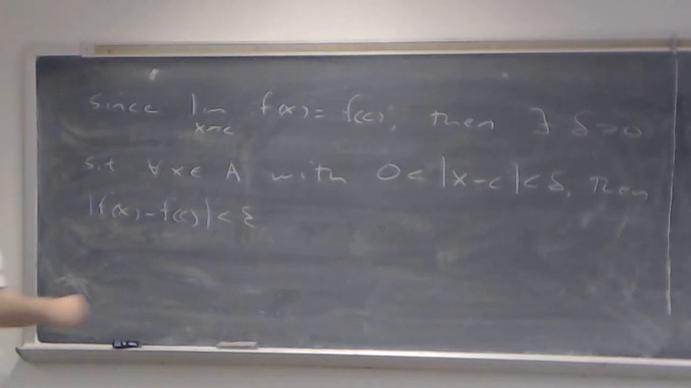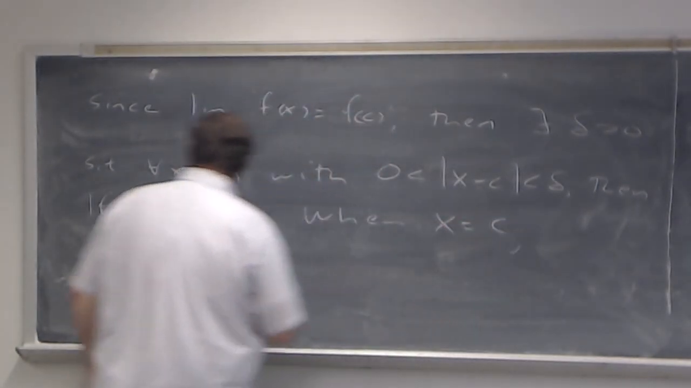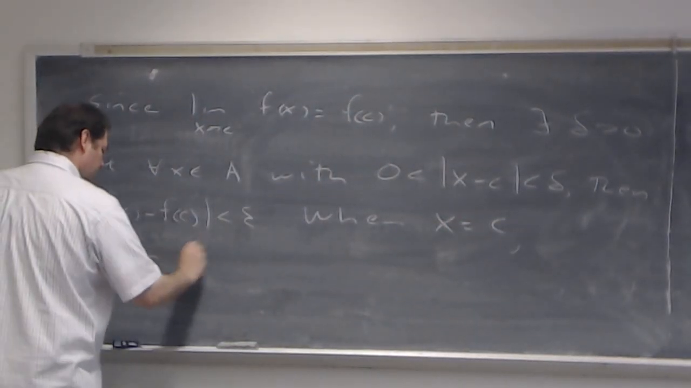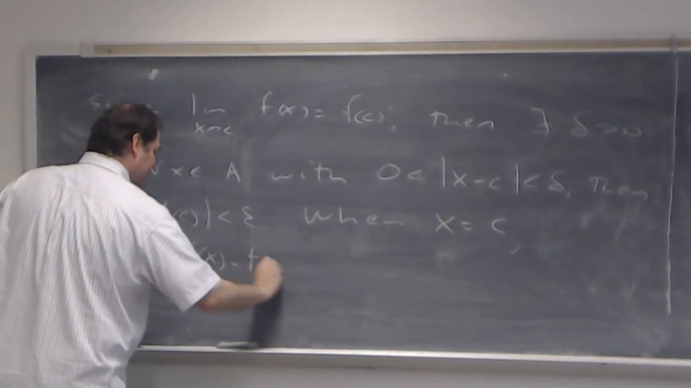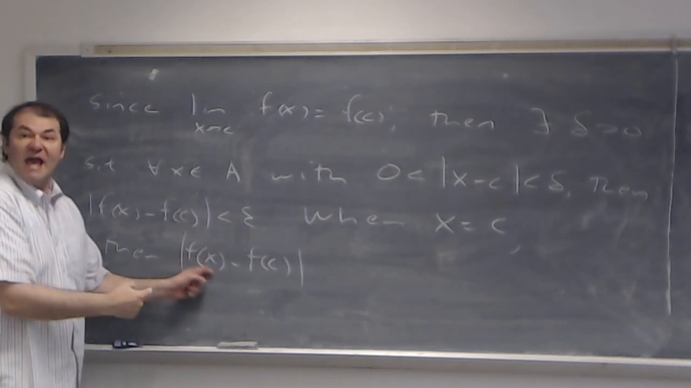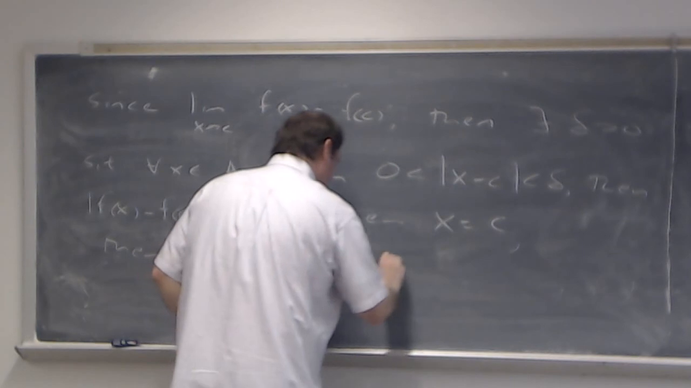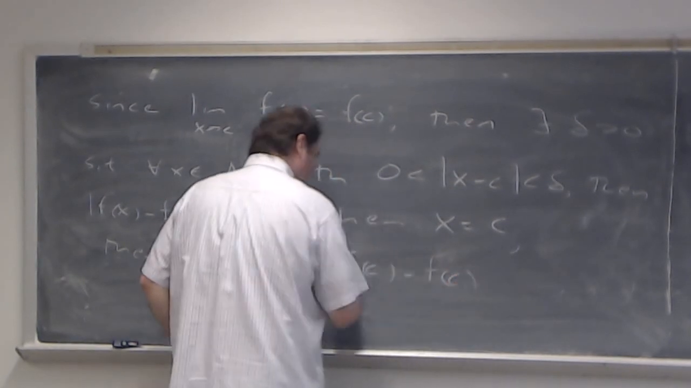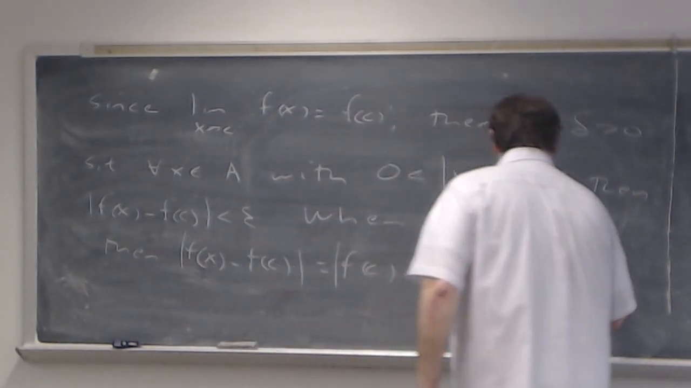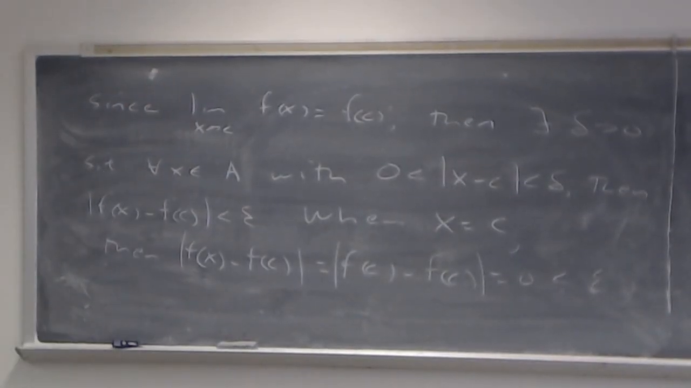Wait a minute, that's easy. When x equals c, I shouldn't say stupid, but it's just obvious. Then f of x minus f of c, what's x in this case? x is c. So it's f of c minus f of c, which equals 0, which is definitely less than epsilon. So what I had was everything I needed except for when x is equal to c. But when x is equal to c, it's obvious that the output value is really close to f of c.